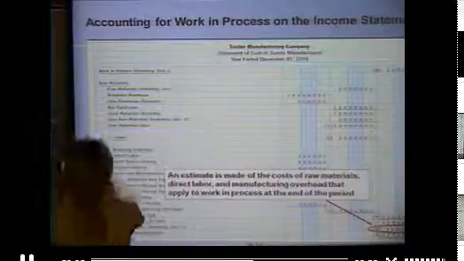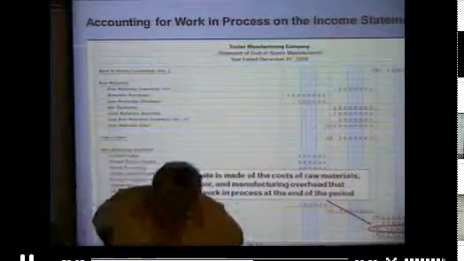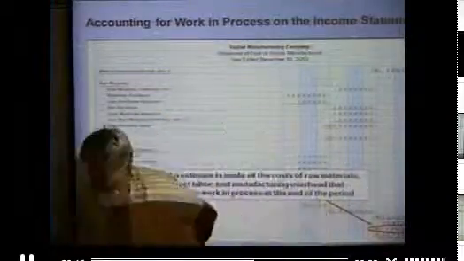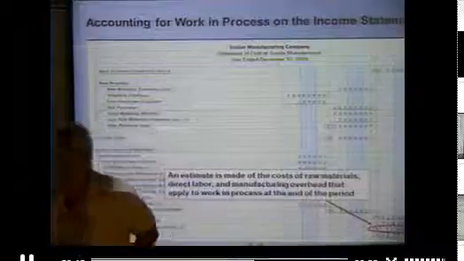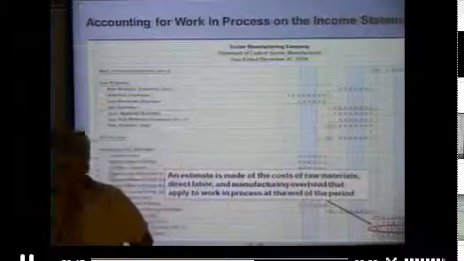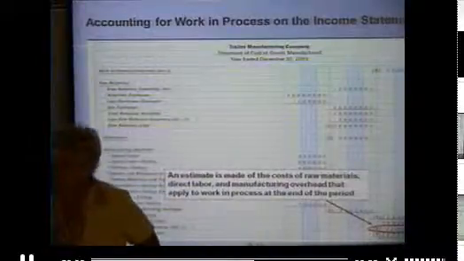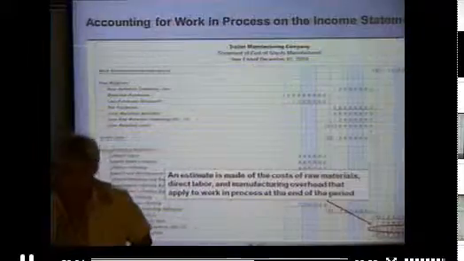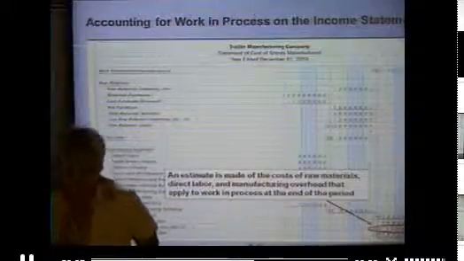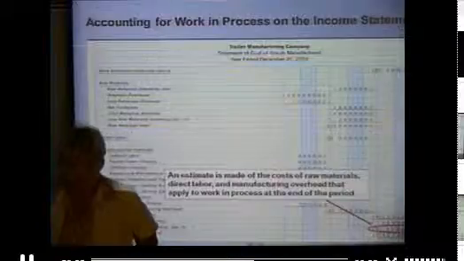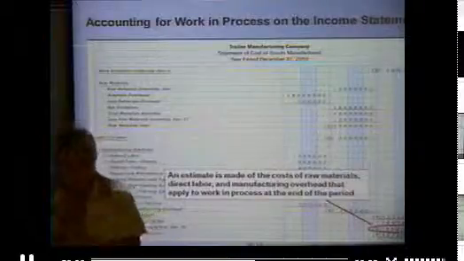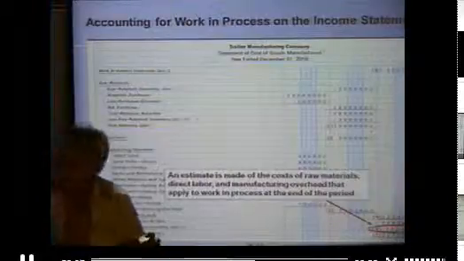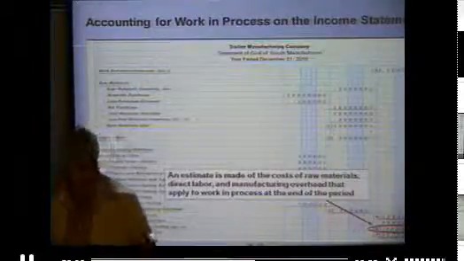Number 6. And that is an estimate is made of the cost of the raw materials, direct labor, and manufacturing overhead that's been put into the work that is still in process. So sometimes we have to estimate that, but we have to come up with our ending work in process. How much money do we have in it as of the end of this year, but it's not yet complete? So we do have to come up with that number.